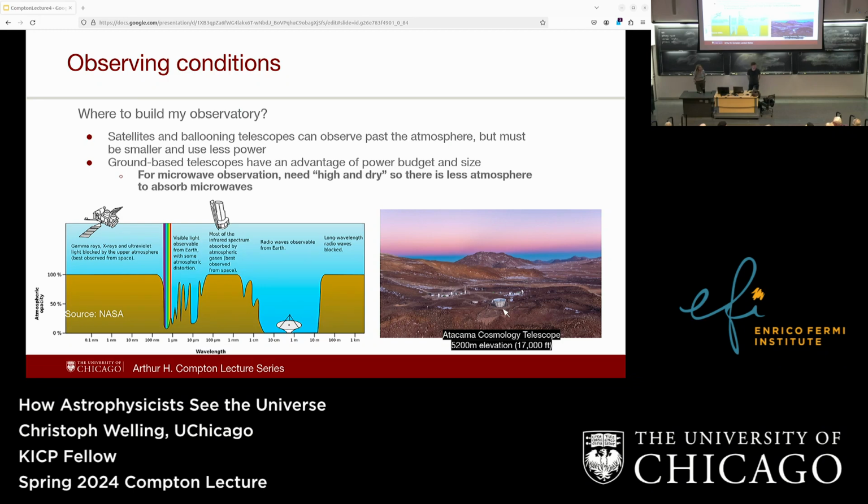Yeah, that's basically parallax, yes. It's basically the same technique, except instead of moving yourself, you just wait for the Earth to move. Other than that, it's the exact same thing. Okay, more questions?